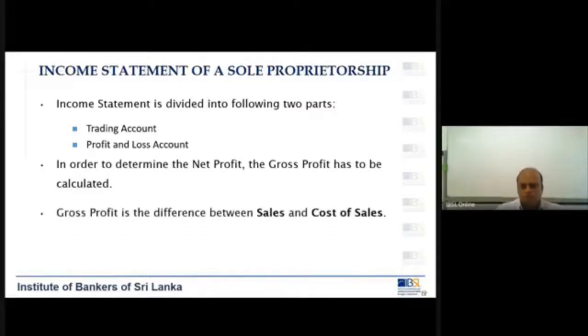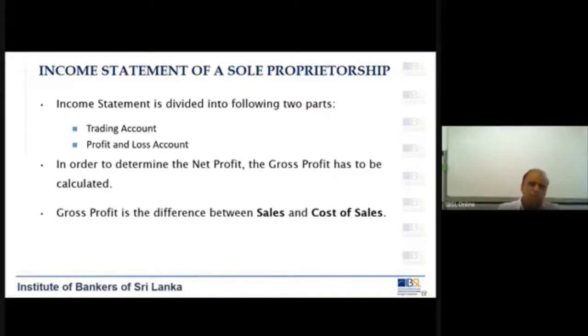What is gross profit? Gross profit is the difference between sales, and we introduce another term which is known as cost of sales. Sales, all of you know, we have already learned in the books of prime entry. So sales means the amount that you have already sold from your business. It could be on cash basis or it could be on credit basis. It doesn't matter.